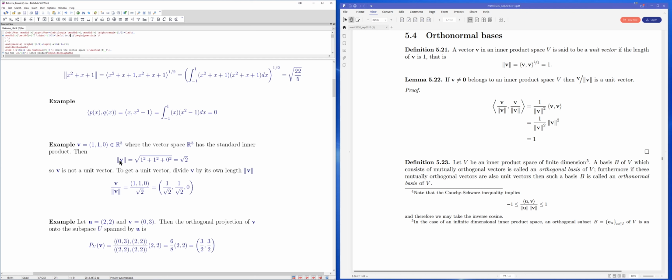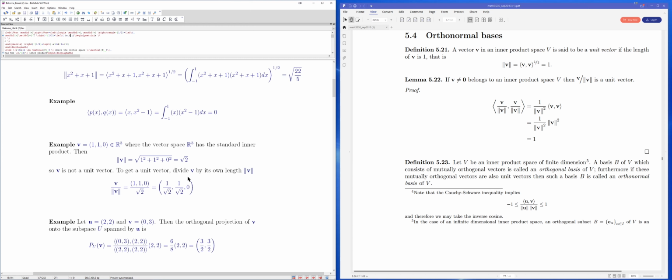Okay, if I want to make it a unit vector, or get a vector that is in the same direction as v but of length 1, what I do is take v and divide it by its own length. So I have (1, 1, 0) and I divide by its own length, and the length of v is square root of 2, which gives me (1/√2, 1/√2, 0).